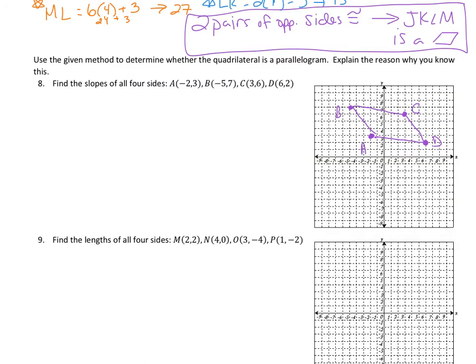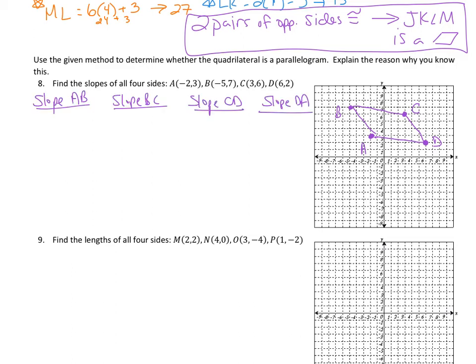Before you go any further, go ahead and graph number 8 and then come back and work this out with me. You need to find the slopes of all 4 sides, and using that information we are going to determine if this shape, or our quadrilateral, is a parallelogram. So if we are dealing with these slopes, our opposite sides need to be parallel to each other, and that's what we're kind of checking for.